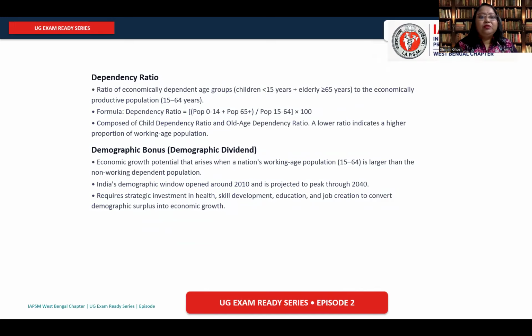Okay. Now, coming to dependency ratio, you have to give the formula. All of you know the formula by now. And the ratio, what is it? Actually, it is a ratio of the economically dependent age groups, children less than 15 years and adults more than 65 years, to the economically productive population. And the demographic bonus you will explain.